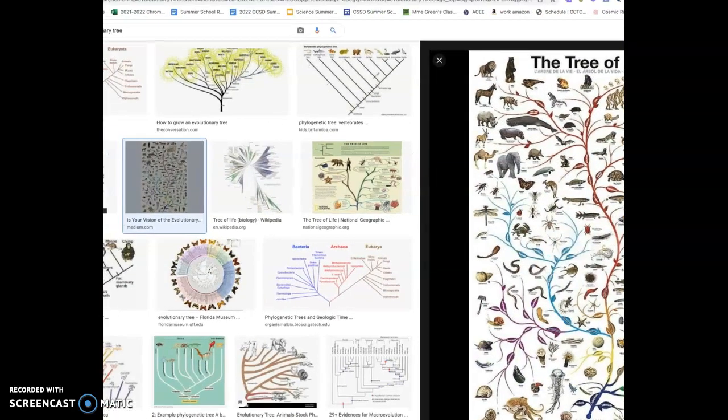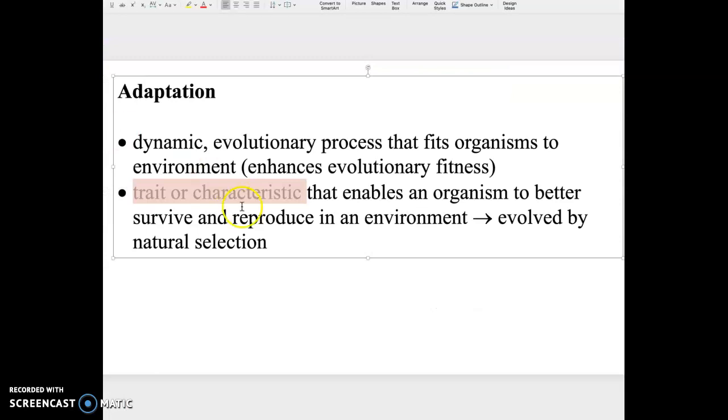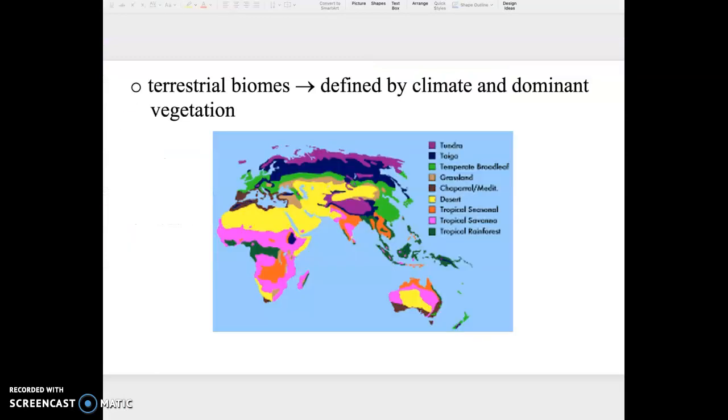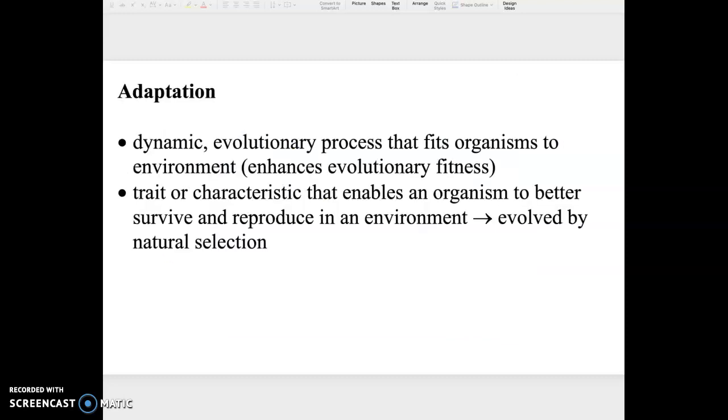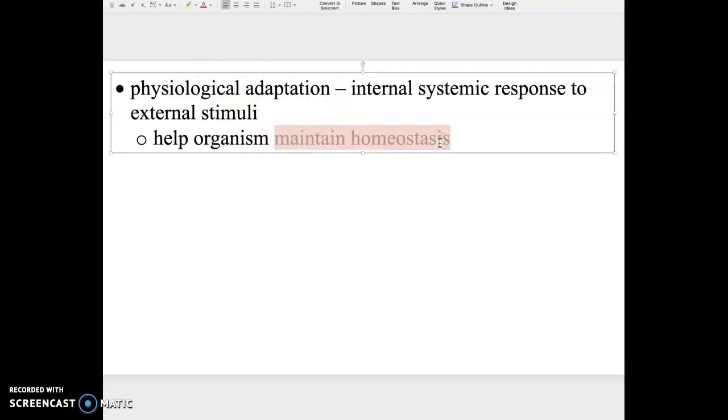So what does that have to do with what we're learning? Different things are adapted for different biomes. You have different characteristics that are going to help you survive in a particular region. Physiological adaptation is what helps you maintain homeostasis. That means stay balanced, right? So if we get too hot, we have the ability to sweat. Dogs can pant. Things like a lizard have to go find some shade.